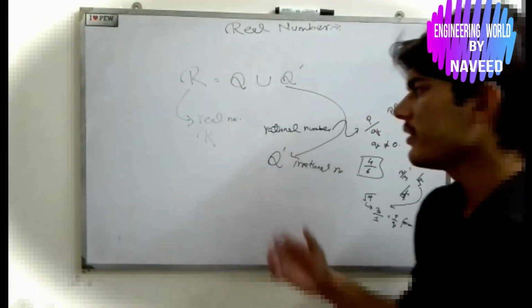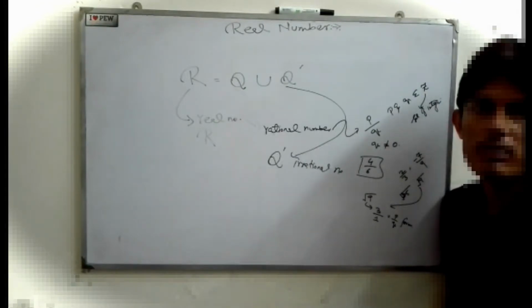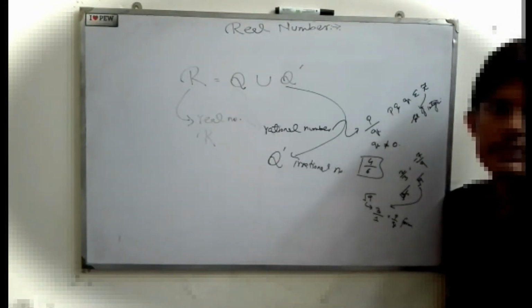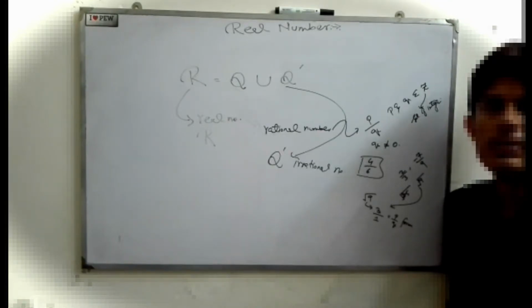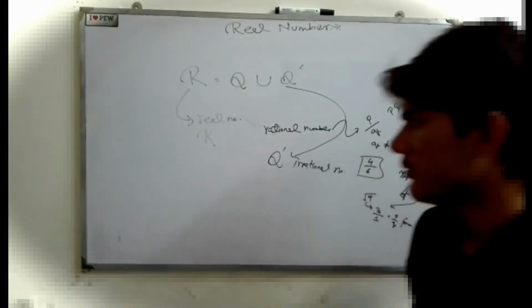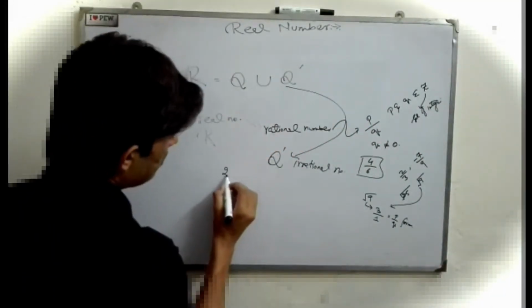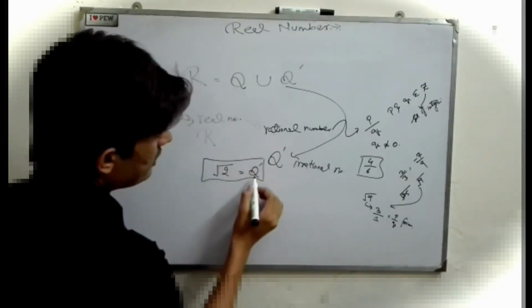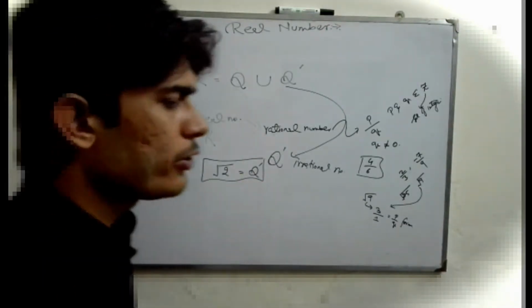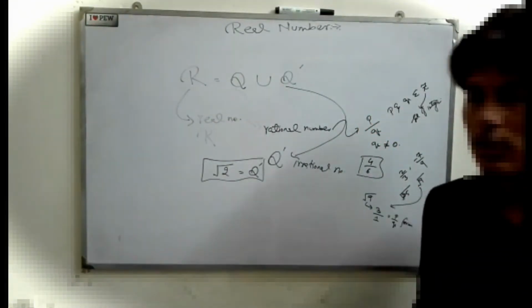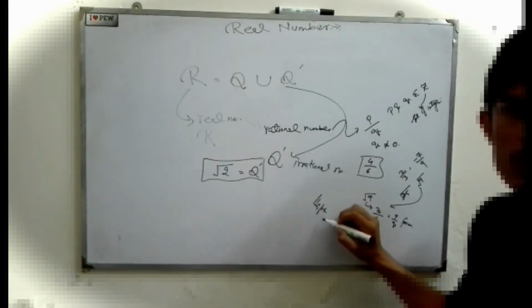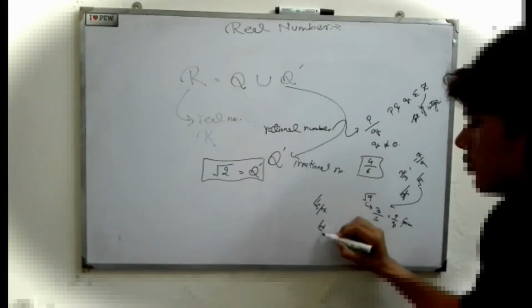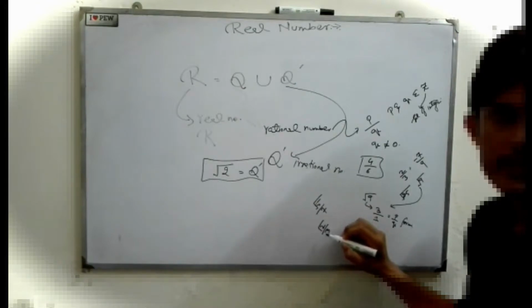Now let's come toward the irrational numbers. All those numbers which cannot be written in the form of P by Q are said to be irrational. As there is no such number whose square is 2, the square root of 2 is not a rational number. An irrational number is denoted by Q bar. Similarly, the square root of 5 divided by 7 is also an irrational number, and the square root of 2 divided by 3 is also an irrational number.